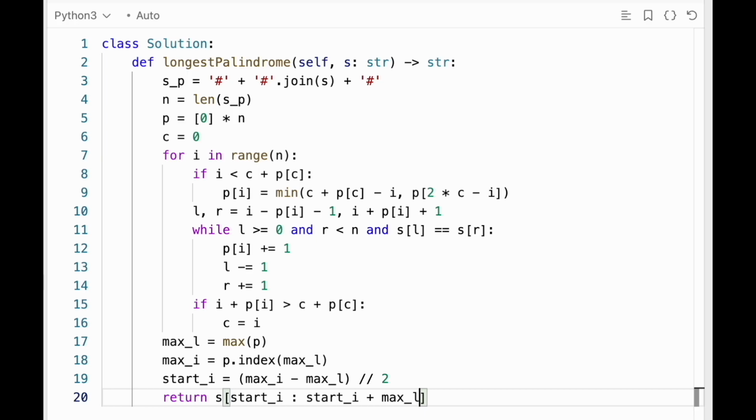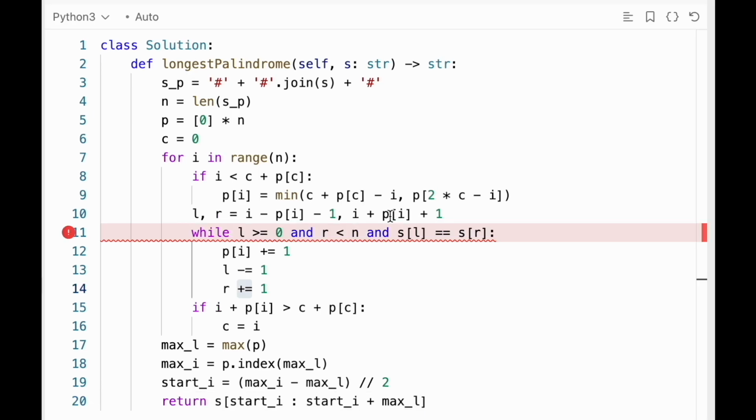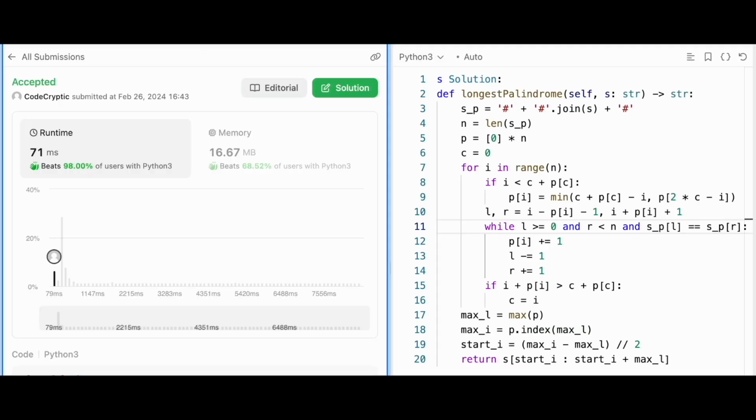Let's try to run this algorithm. Pardon me, I have a bug here. I should check in s prime instead of s. So let's try to run this code again. As you can tell, this is the most optimal solution.